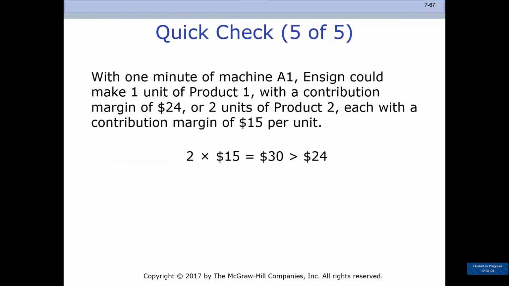So quick check. With 1 minute of machine A1, Ensign could make 1 unit of product 1 with a contribution margin of $24, or 2 units of product 2, each with a contribution margin of 15. So 2 times 15 equals 30, which is greater than 24. Now it's starting to look like math. But that's it, right? 2 times 15 is 30. 30 is greater than 24.